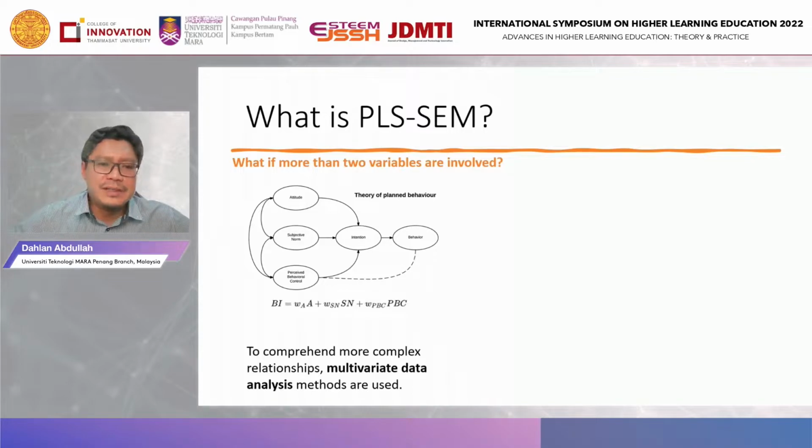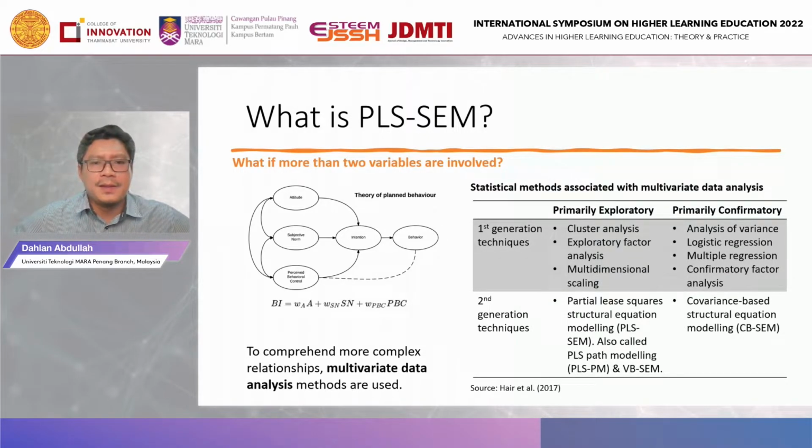For this kind of model, we need a more advanced application to analyze the data, and therefore we need to use multivariate data analysis methods. So what techniques are available for multivariate data analysis? The statistical methods that can be used to analyze complex models like this can be divided according to the purpose of the study. If the purpose is more exploratory, we have first generation and second generation techniques. In the first generation, we can use, for example, exploratory factor analysis to understand the different factors involved in the model. And for confirmatory, we can use, for example, multiple regression or logistic regression.